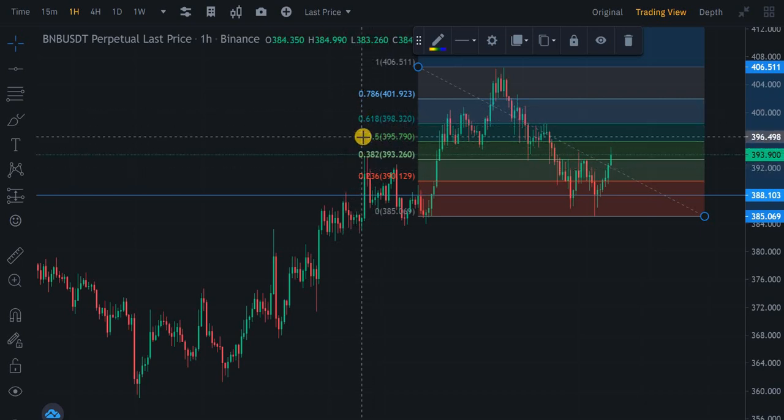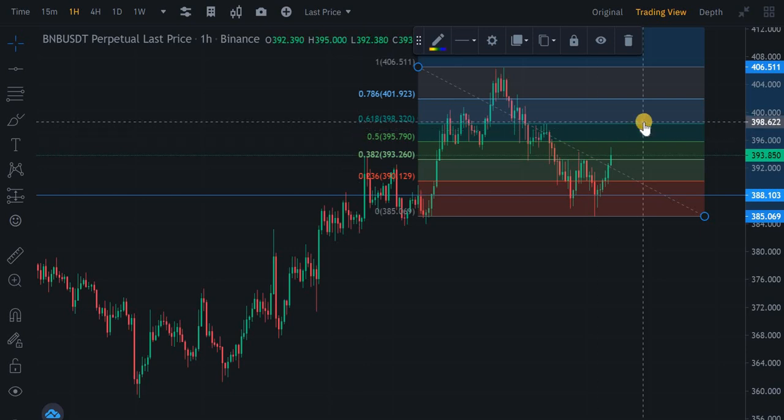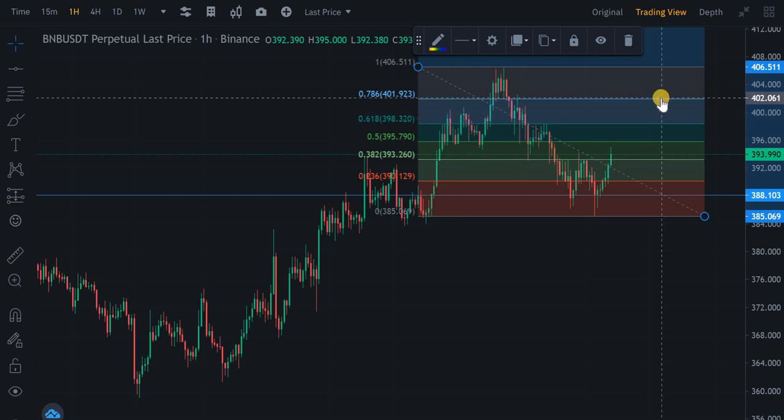Now these are different Fib levels for a potential retracement. The most common Fib level is the 0.618 right here. The 0.618 Fib level is at a price of $398 per BNB. So if I was to enter a short position, I would enter at around this level and I would place my stop loss at a higher level.